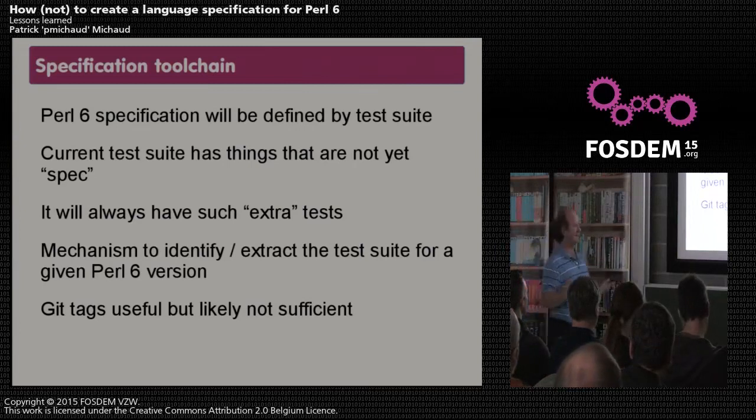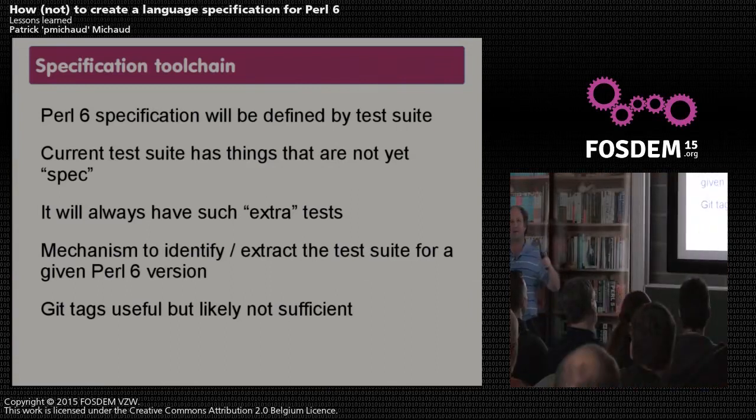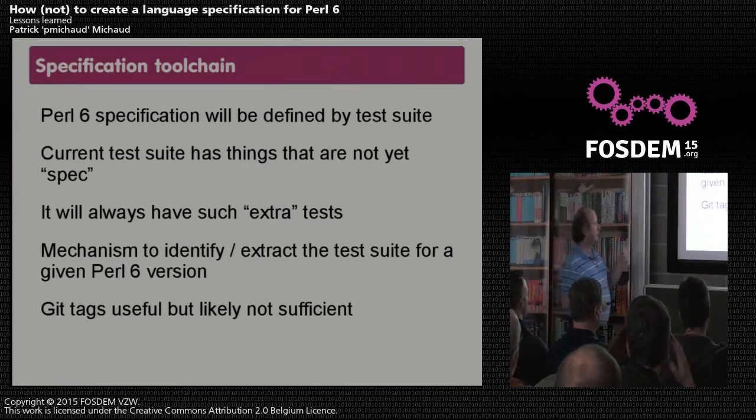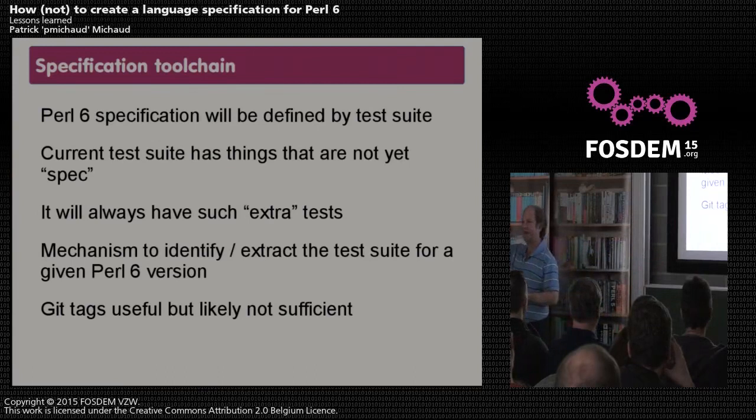So there's always going to be some extra tests in there. So what I'd like to see us develop over the next few months to a year is some sort of mechanisms to extract the part of the test suite that is our consideration of being the Perl 6 specification. And we can do a couple of dry runs of this beforehand. A lot of people will often say, well, it's already in GitHub, so just use a git tag to tag the version of the specification. I think that's useful, but not sufficient. We need something a little bit more than that.